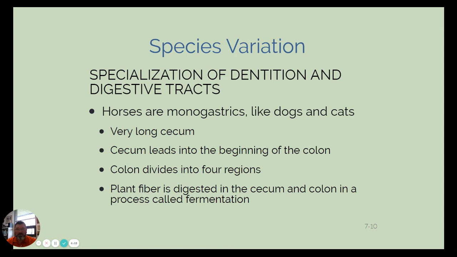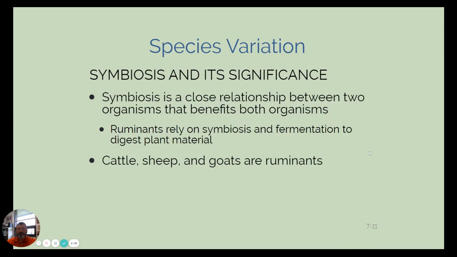Now, in between those two are horses that are monogastrics like dogs and cats, but actually function very much like a ruminant. So a really, really huge cecum that leads to the beginning of the colon, and that colon divides into 4 regions. And so that's why a horse can be fed very similar to a ruminant with a very high fiber, high forage diet, but they actually function just like a monogastric.